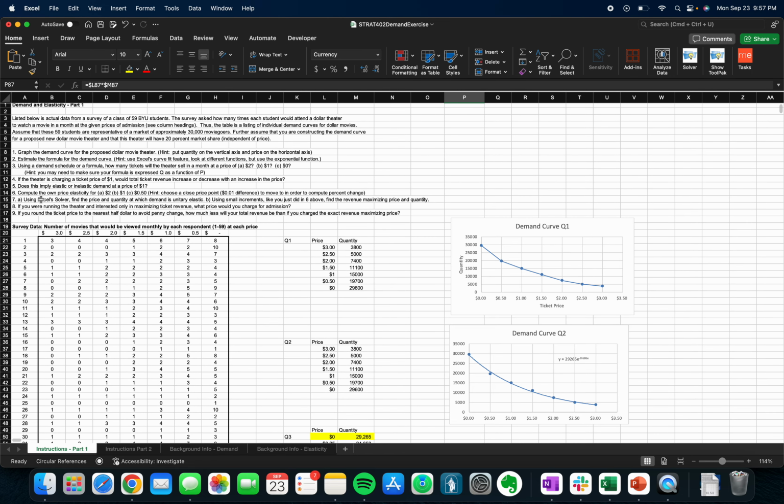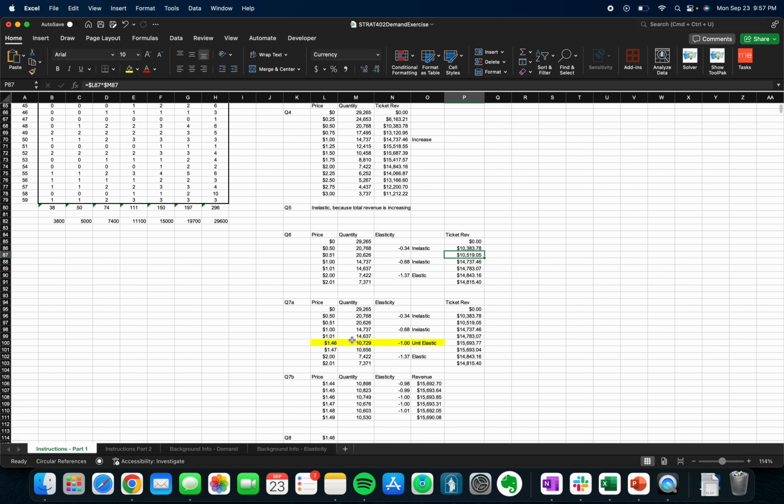Question 7. Using Excel solver, find the price and quantity at which demand is unitary elastic for part A. So part A, right here, basically none of this information was in here. What I did is I plugged in these functions. This is the elasticity function from the last one. And then I plugged in this function, which is the standard quantity function we've been using. And then I had solver find the maximum for this right here.